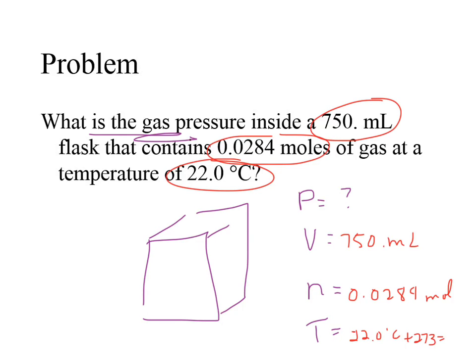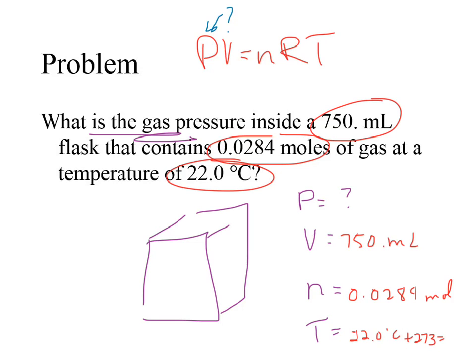And I'm ultimately going to use PV is equal to nRT. Okay, so basically this is going to be our question mark. That's kind of what we got going here. We know volume, we know n, we know R, and we know T.